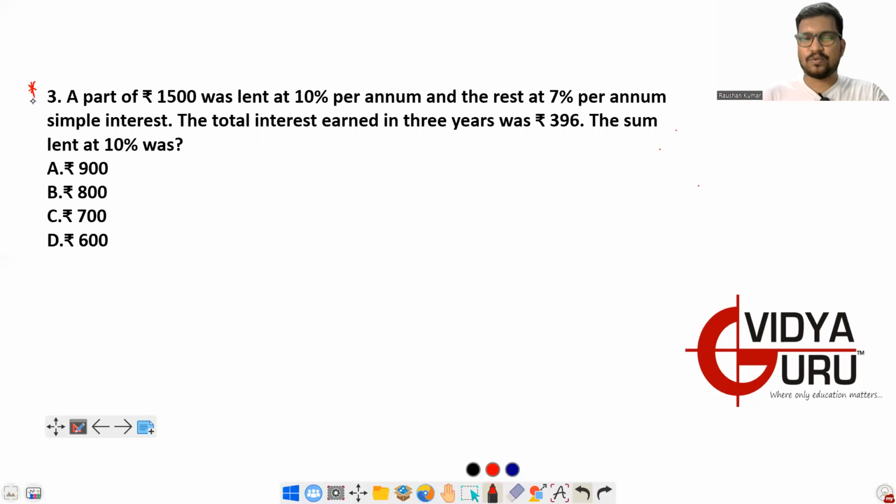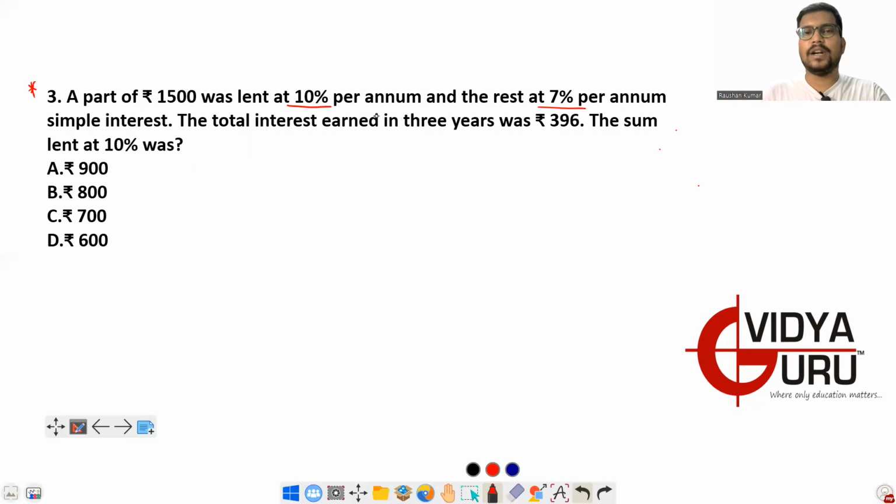Okay, in this question we don't have to take x or y or just divide 1500 into the first part x and the second part 1500 minus x. No, we shouldn't go like that. The question says a part of rupees 1500 was lent at 10% per annum and the rest at 7% per annum. We know the first part is at 10% and the second part is at 7% per annum, right?